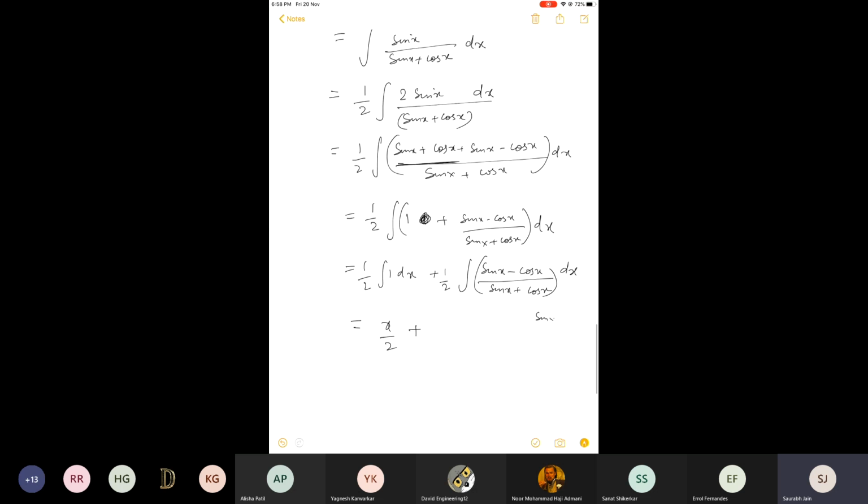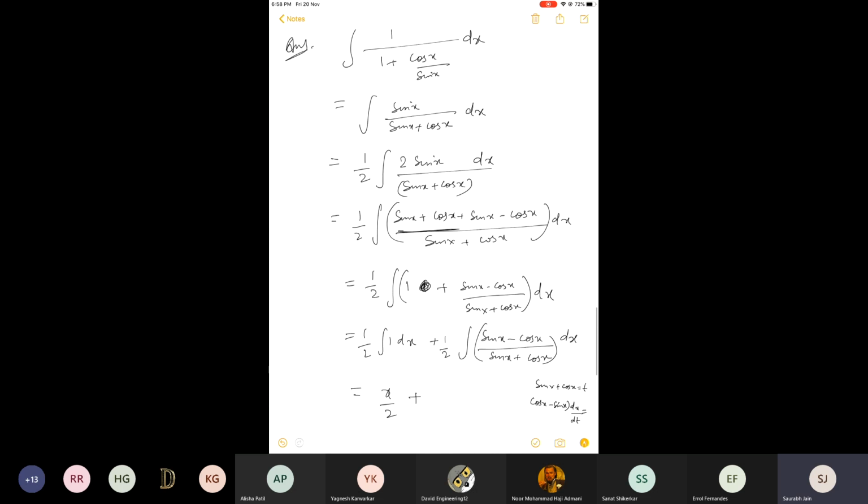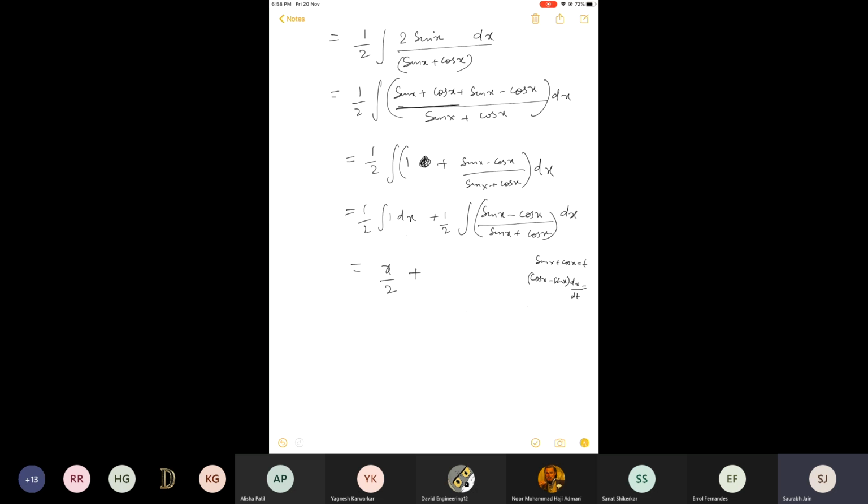You will put sin x plus cos x as t. Differentiation of sin is cos, differentiation of cos is minus sin. This is dx by dt equals 1. So finally, cos minus sin dx is dt.